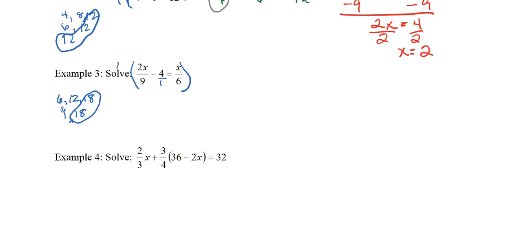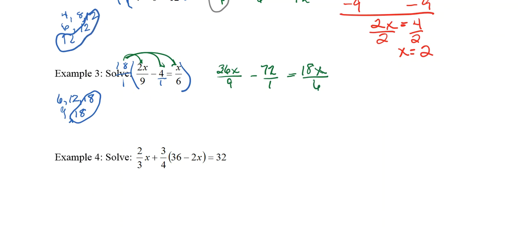I'm going to multiply this by 18 over 1. I do the distributive property. 18 times 2 is 36 with the x tagging along. 1 times 9 is 9. 18 times 4 is 72. 1 times 1 is 1. 18 times x is 18x. 1 times 6 is 6.